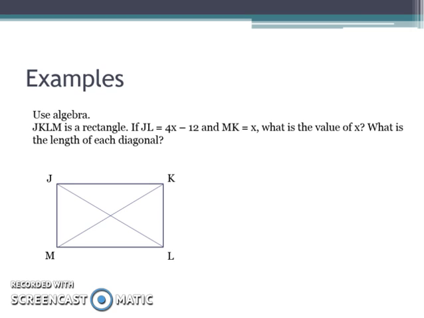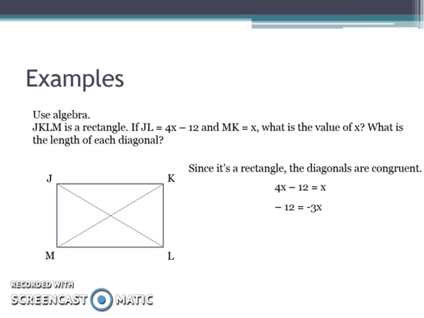We know that on a rectangle the diagonals are congruent. So 4x minus 12 equals x. Right, subtract 4x from both sides, we get negative 3x. Divide by negative 3, we get x equals 4. But it said what is the length of each diagonal, so we just substitute it back in. You could do 4 times 4 minus 12, or you can just realize that MK is x, so MK is 4 and so is JL.